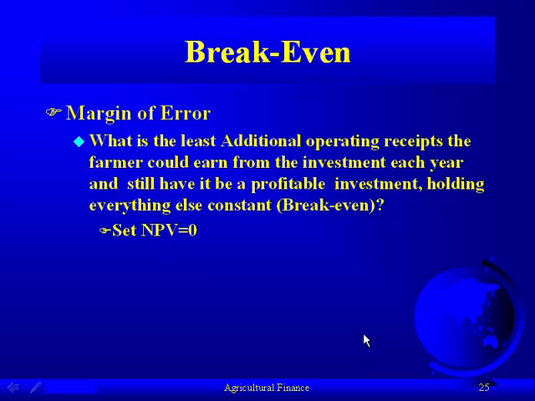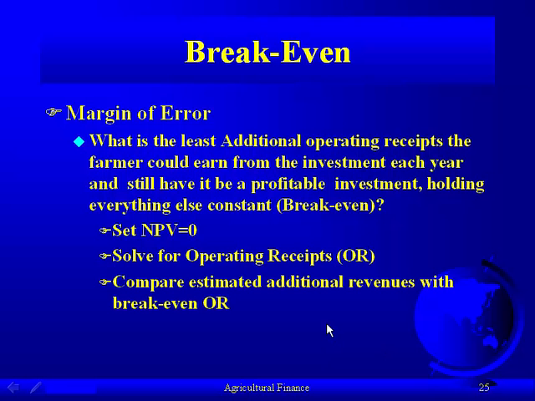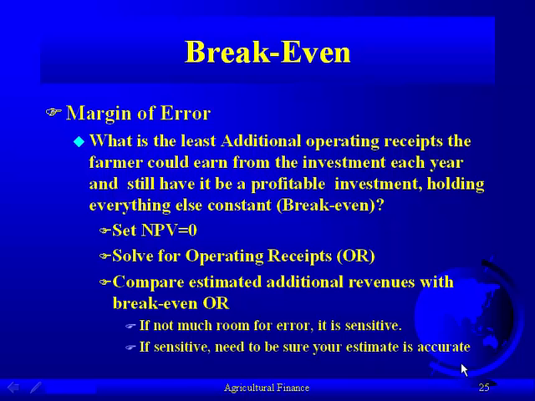To actually calculate that, we can use the equation that we set up before, where net present value was a function of the operating receipts. We set net present value equal to 0, and we solve for the operating receipts. Then we can compare the estimated additional revenues with the break-even amount. If that break-even is very close to what we estimated, you know that this is very sensitive. If there's not much room for error, then it's very sensitive. In this particular case, the break-even takes place just a little less than $20,000, and you're assuming $20,000, you don't have any room for error. It's very sensitive. And if sensitive, you need to be sure your estimate is accurate.